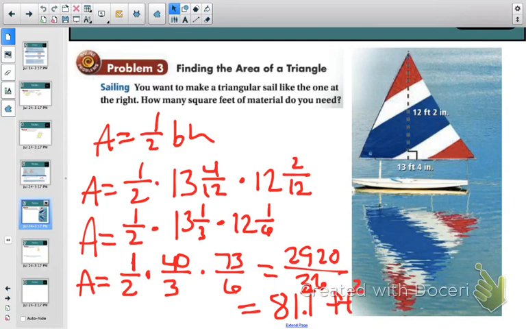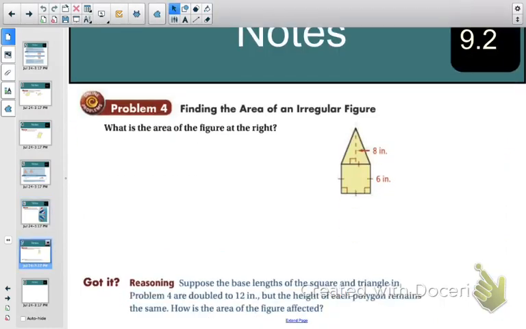Okay, so that is how many square feet of material you'll need for a 13-foot 4-inch by 12 feet and 2-inch triangle. Okay, and if you wanted to change, oh, we won't change that, so we'll just leave it like that. 81.1 square feet.